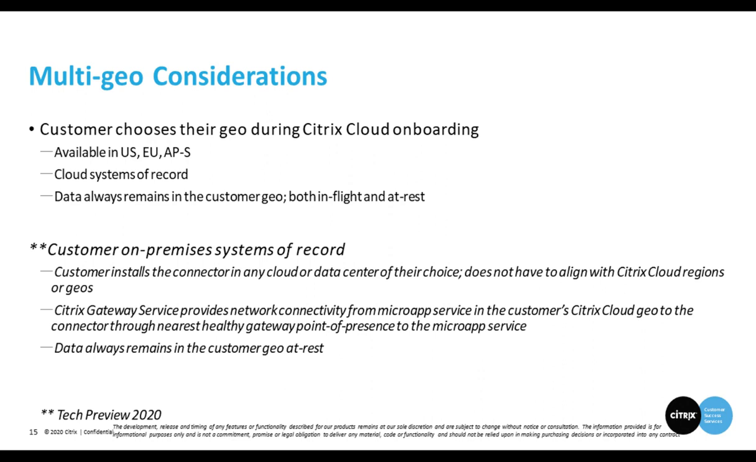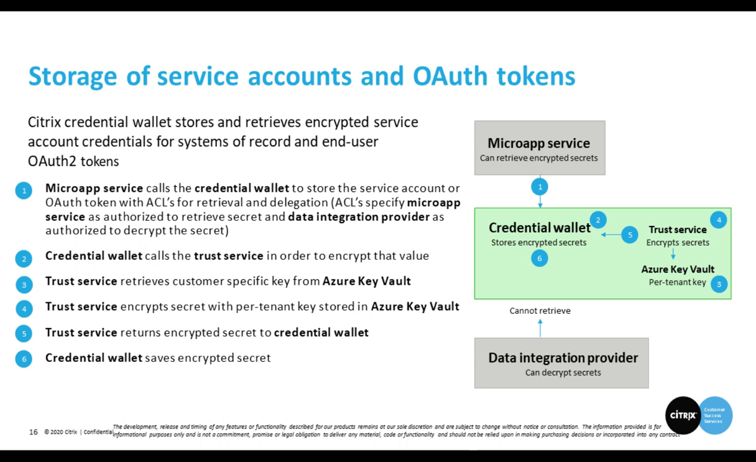And the gateway service is going to provide the network connectivity between the Microapp services, and you'll be sending traffic from the Microapp services in the cloud back to your on-prem services through that particular connector. The data in this case will always remain in the customer geo at rest, and then you'll just have the transport mechanism between the two systems. Again, it's available in Tech Preview, so you'll be able to see that relatively shortly.